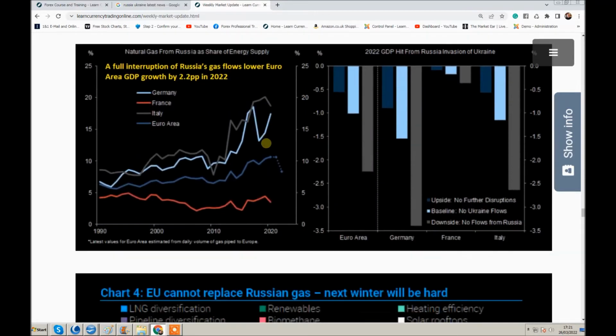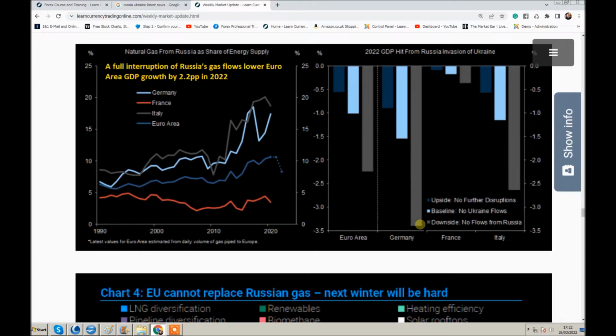Okay, obviously a big problem for eurozone is their reliance on Russian energy. And this one comes from JP Morgan. They say full interruption of Russia's gas flows lower euro area GDP by 2.2% in 2022. Okay, now in terms of hits on individual countries, Germany's the powerhouse of the zone. Okay, so if we get no further disruptions, they're forecasting a hit of just under 1% for Germany. No Ukraine flows, 1.5% hit.